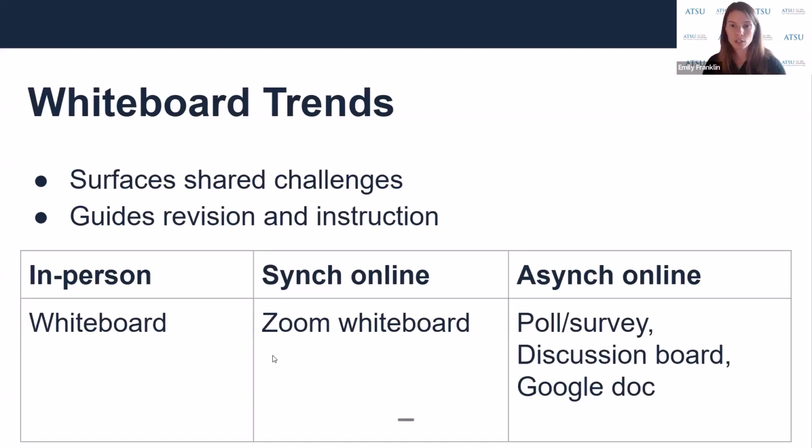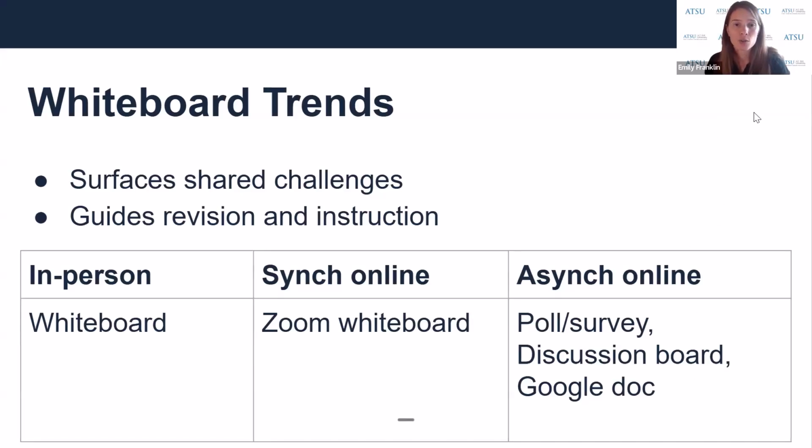So in person, this looks like just a traditional whiteboard activity where you're writing themes as students share. For synchronous online, you can do the same thing using a Zoom whiteboard. And I know in our next session in this seminar series on May 20th, Erin will show you how to use Zoom whiteboards, so you can come back for that. And then finally, in an asynchronous online course, you might post a poll or a survey in your Canvas course where students can see the results that others have posted, or you might create a Google Doc or a discussion board where students can add their responses and see others as they come in, which gives that same sense of collective experience without the real-time interaction.